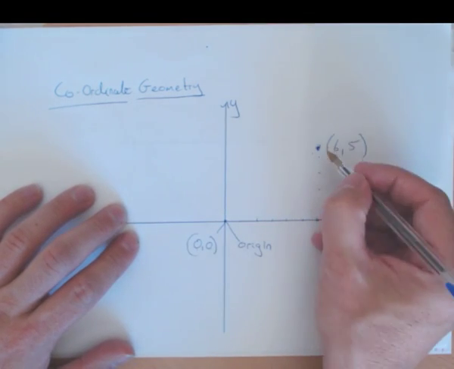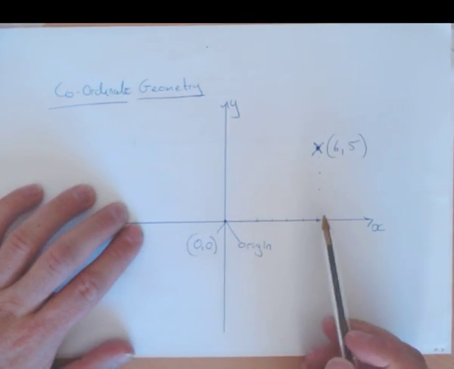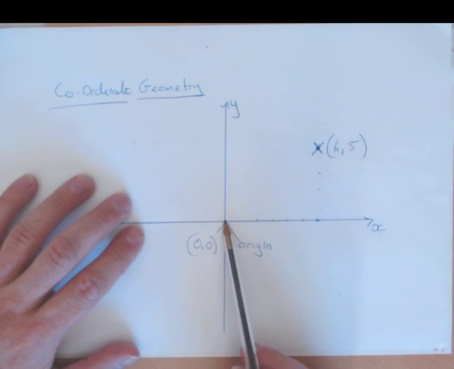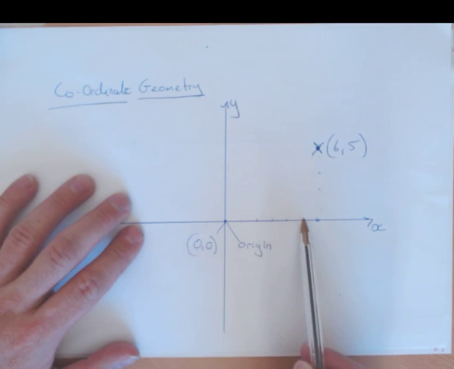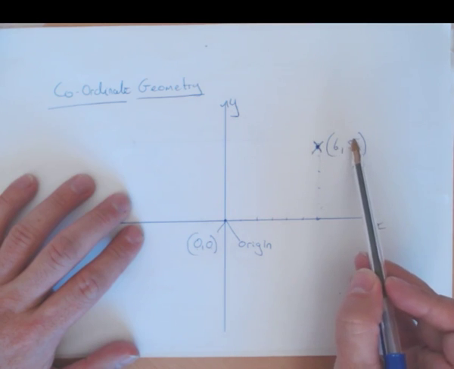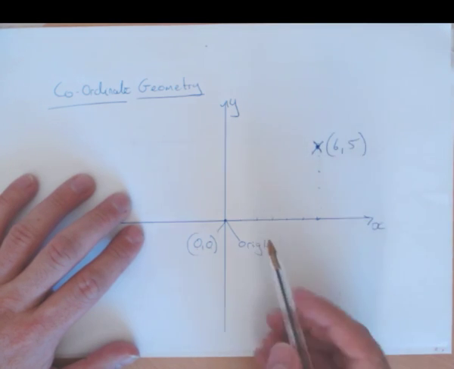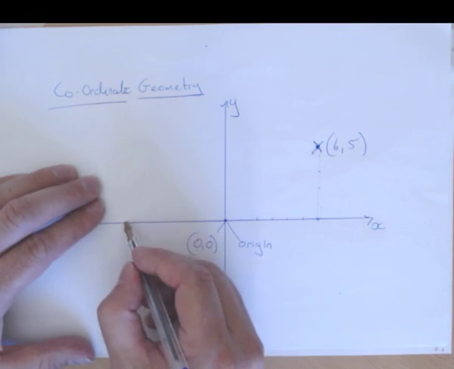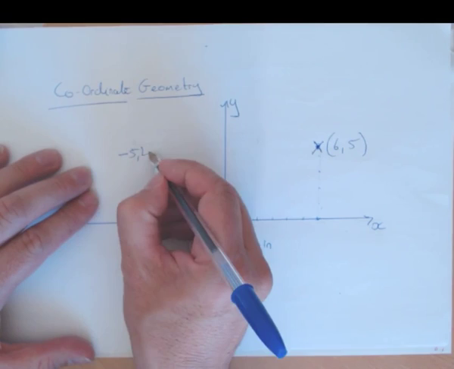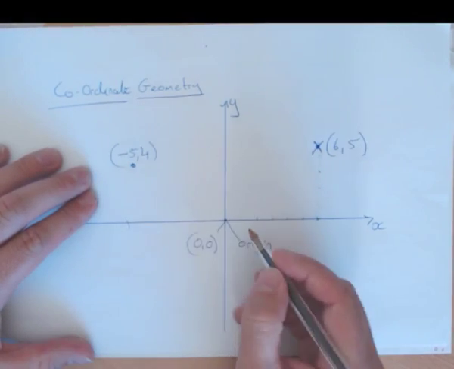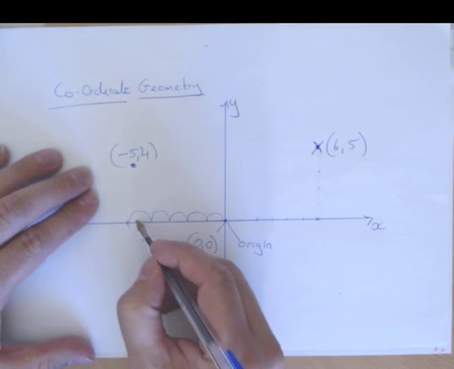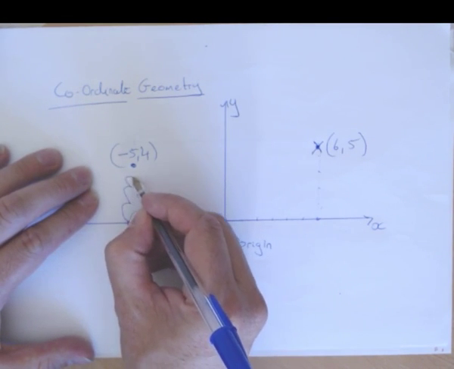To get to this point here, I have to give this a name on my map. So I say to get to this point here, I go across 6, 1, 2, 3, 4, 5, 6, and I go up 5. So it's at the point 6 across and 5 up. If I wanted to go left and up, I might end up at the point -5, 4 here. -5 because I've gone 1, 2, 3, 4, 5 left, plus 4 because I've gone 1, 2, 3, 4.